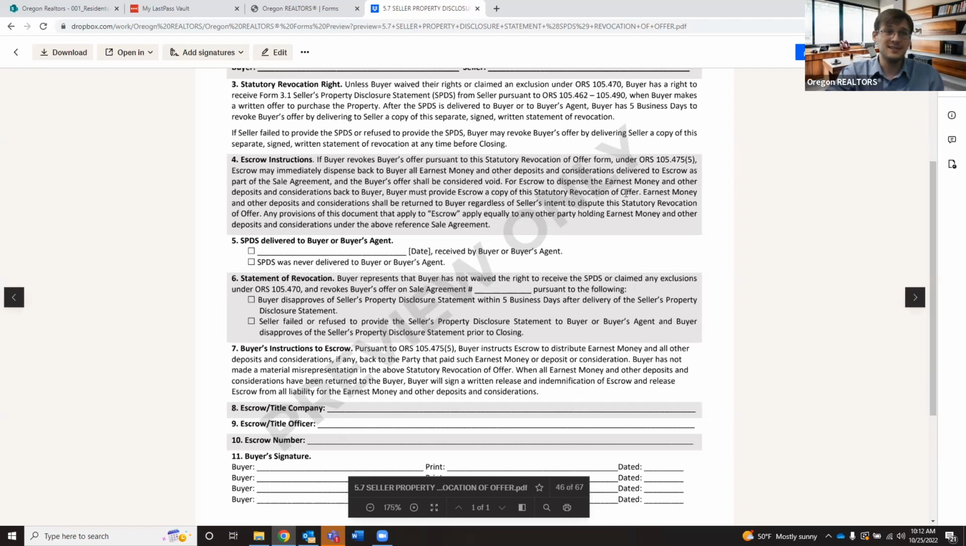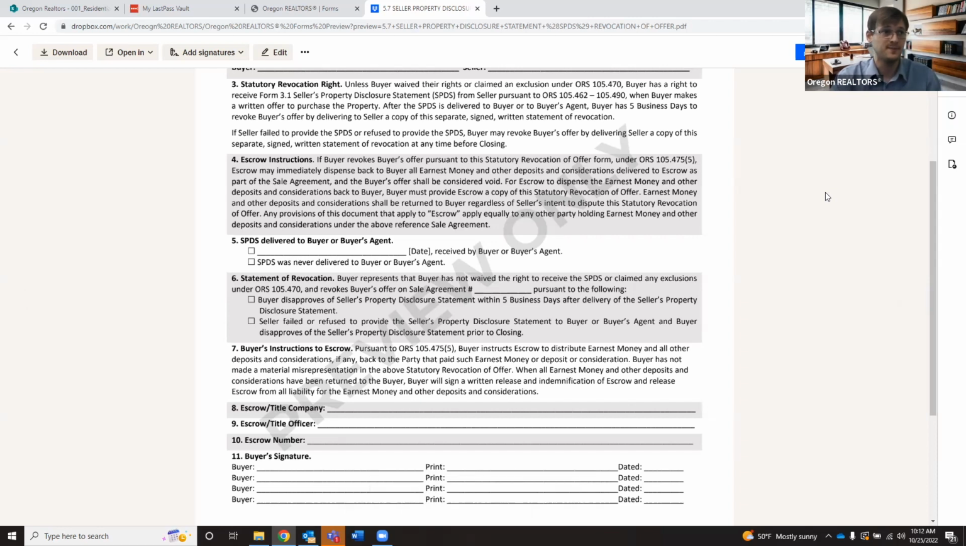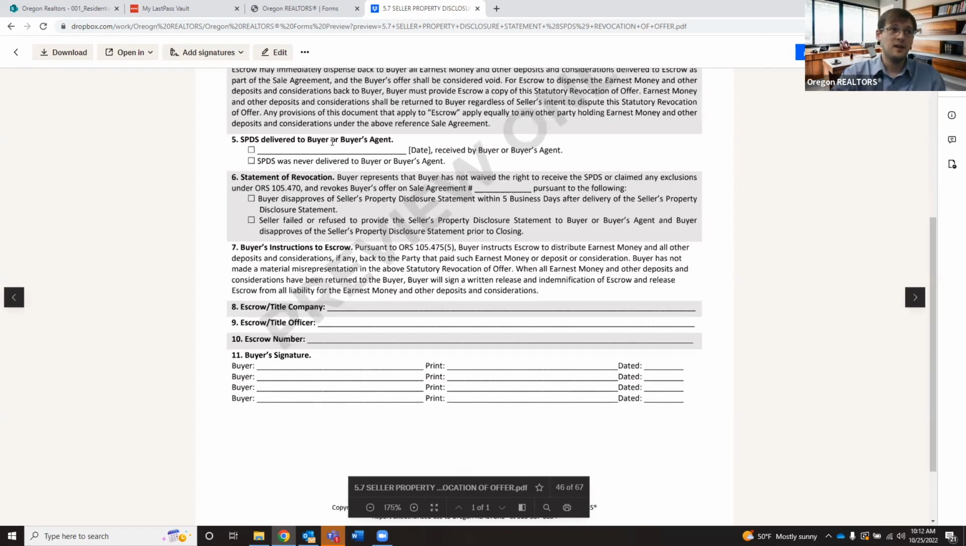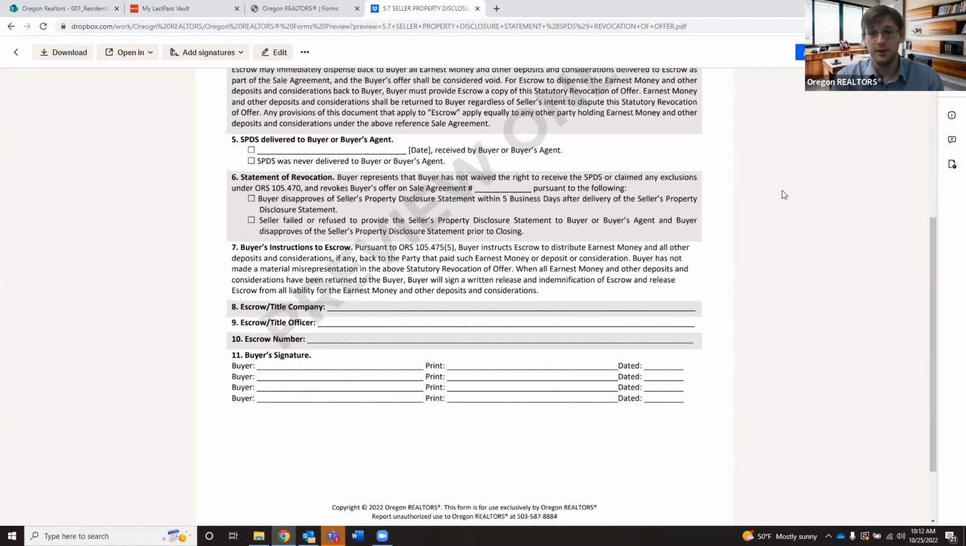Escrow instructions, it says, "Hey buyer, if you revoke and it's valid under the SPDS, the escrow doesn't need identical instructions. They will dispense earnest money." Then you provide exactly when the SPDS was delivered. You say the date and the time, or you say it was never delivered to buttress your argument for escrow to say, "Yes, I am requesting this within 5 days. I can show that this was delivered on the following day."